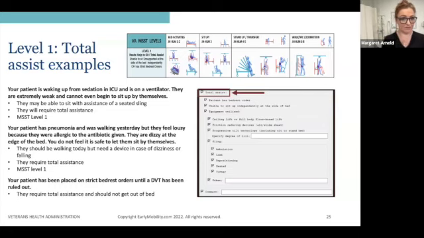The third example, your patient has been placed on strict bed rest orders until a DVT has been ruled out. This patient requires total assistance because they are on strict bed rest orders and should not get out of bed. These are all examples of total assist, needs help to sit, level 1 patients.